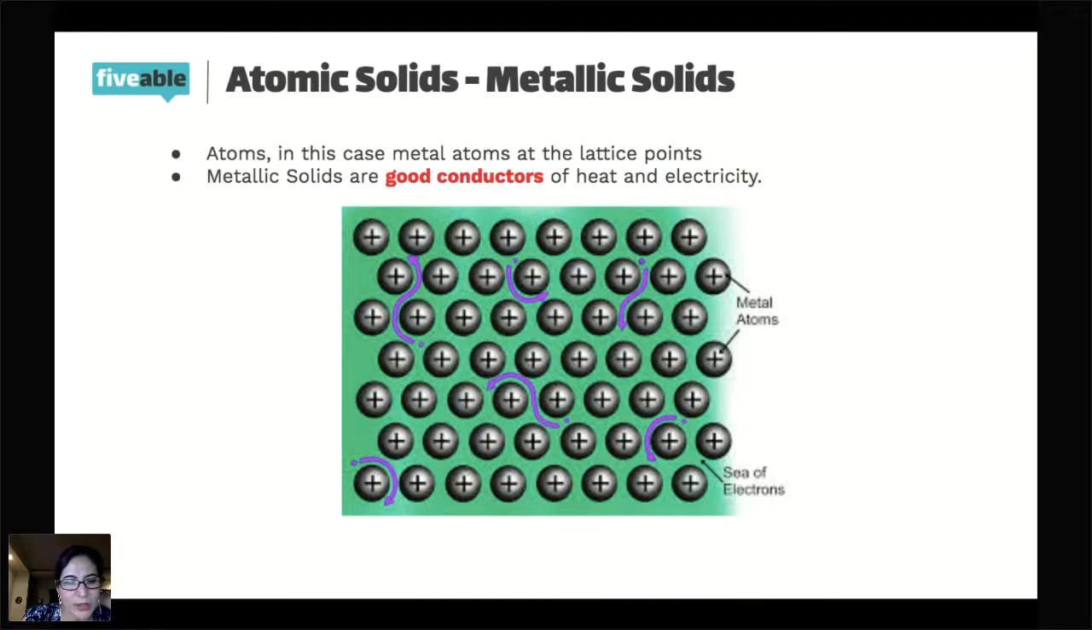That's why the wires that we use for electricity at home are copper wires, because copper is a very good conductor of heat and electricity. Other metals are also good conductors, but copper is cheap, so we can use it in copper wires.